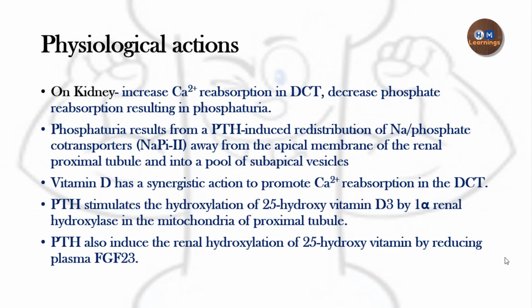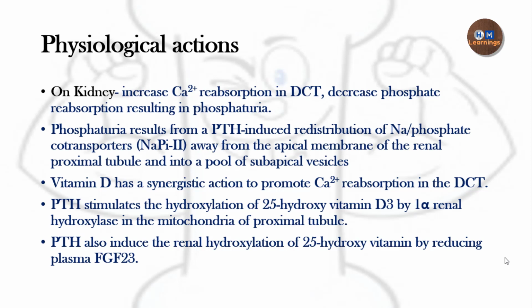So first we will talk about the kidney. We know that the aim of the parathyroid hormone is to increase the serum level of calcium. So it will increase the calcium reabsorption in the distal convoluted tubule, so that there is an increase in the serum calcium. And on the phosphate, it has an opposite action: it will decrease the phosphate reabsorption, causing a phosphaturia.